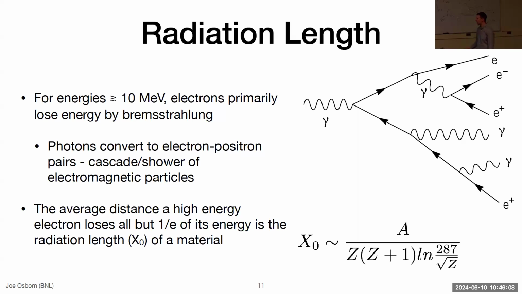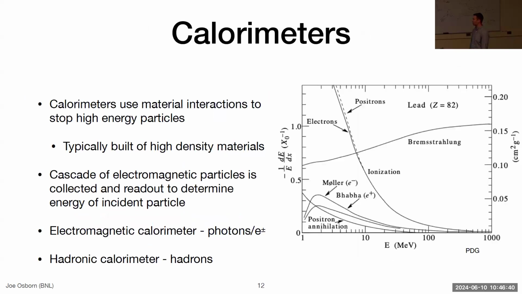So the radiation length is defined as the average distance a high energy electron loses all but 1/e of its energy in some material. So the radiation length is only material dependent. It goes like something like this. And it is, again, defined for a given material. So if you pick copper, it has some radiation length. If you pick lead or whatever, it has some radiation length. And this will tell you how much material you need to actually stop your shower. So this is the entire principle behind calorimeters. The basic idea is that calorimeters use material interactions to stop high energy particles. That's it.